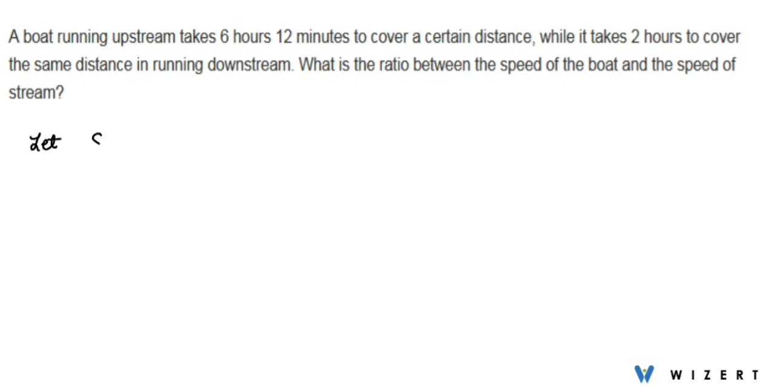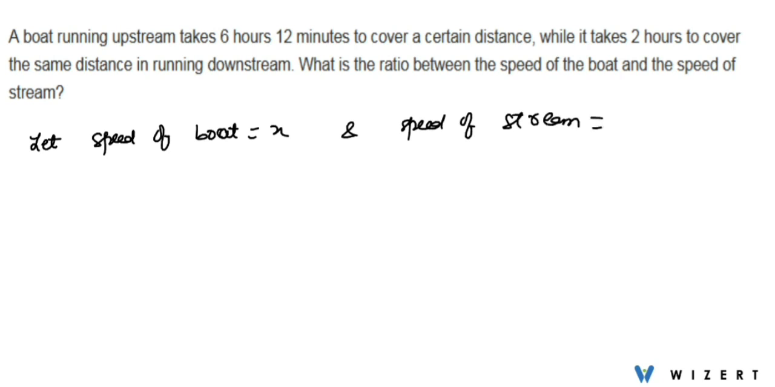So in such questions, first of all we will assume that the speed of boat is x and the speed of stream is equal to y. Now we know that in upstream the speed is subtracted. So the upstream speed will be x minus y, because if we are going up, the speed of boat will be subtracted by the speed of stream to get the upstream speed.